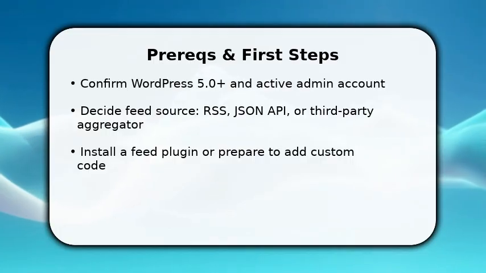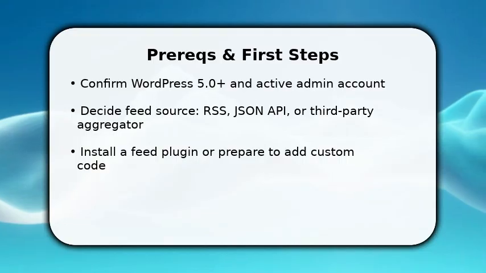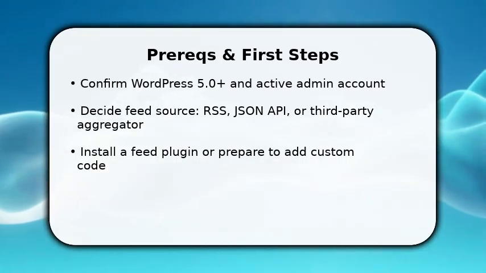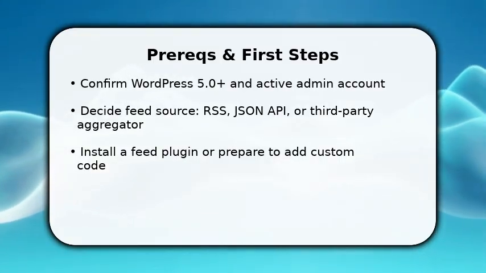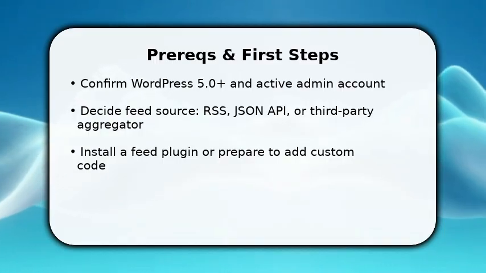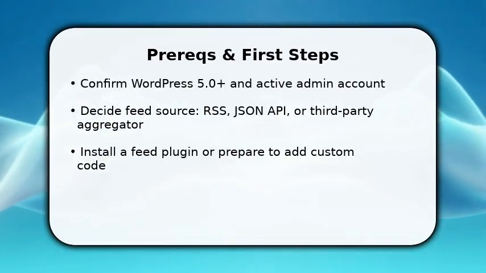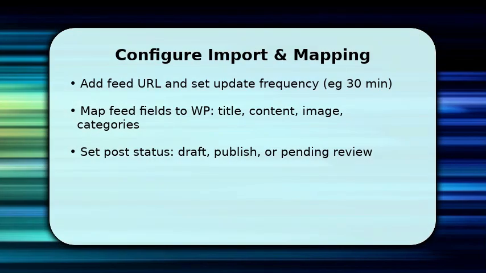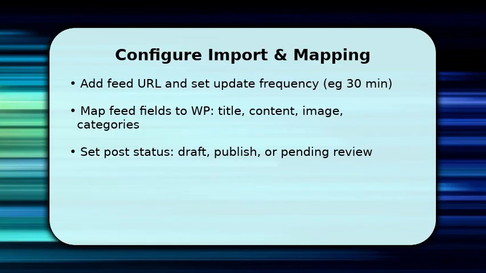Once installed, activate and open the plugin settings. Make sure you have the feed URL or API endpoint handy. You'll enter that first and set basic import frequency, which prevents duplicate content and controls server load. Once you've added the feed URL, configure how often WordPress pulls it. 30 minutes is a common starting point to balance timeliness and performance.